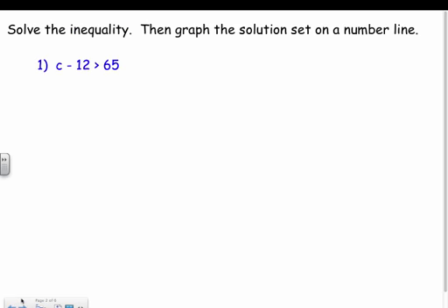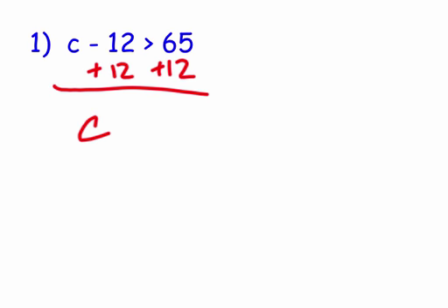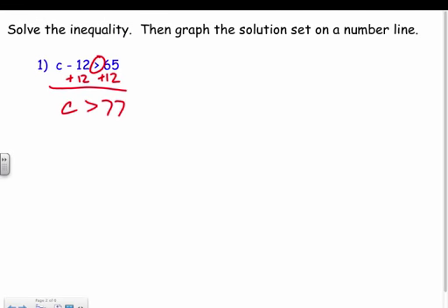So for example, this first one. C minus 12 is greater than 65. Well, the inverse of subtracting 12 is adding 12. Whatever I do to one side, I do to the other. So C, and now we bring our sign down, is greater than 77. And it says graph the solution on a number line. Well, we're going to make it nice and easy.